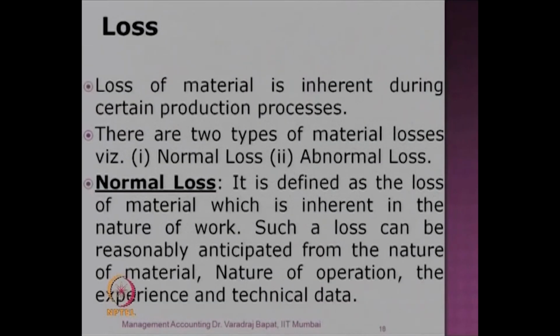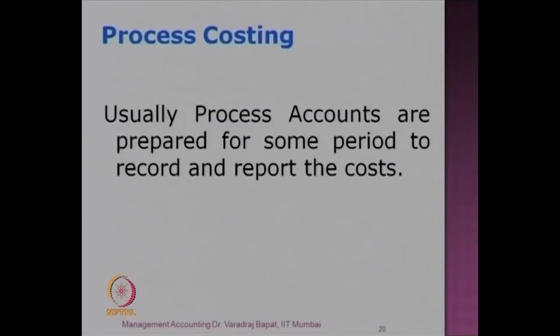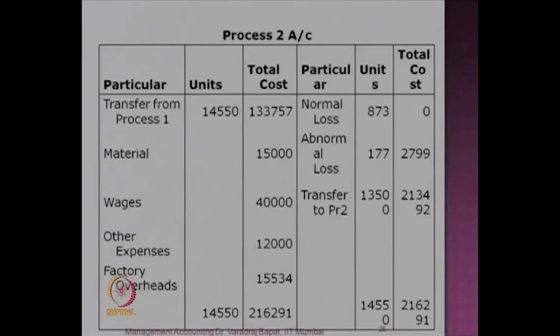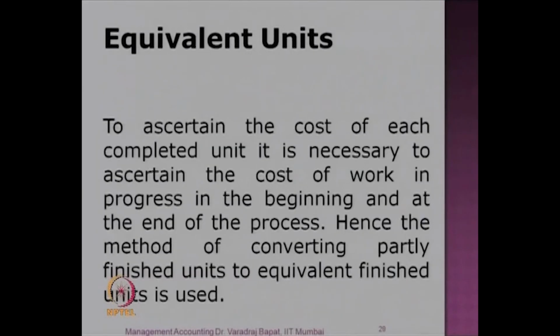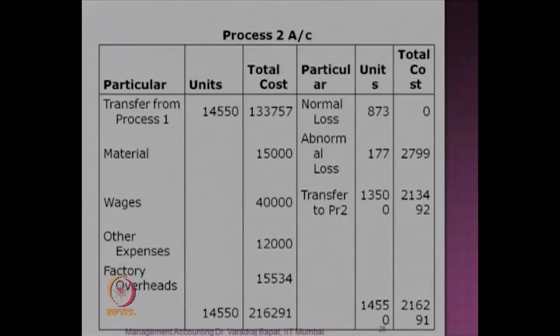Then we had also discussed the treatment of losses. There are two major types of losses: one is normal loss, another is abnormal loss. When, as per technical specification, a certain loss is inherent to the process, it is considered normal. When the actual losses exceed the normal loss, it is called abnormal loss. Usually this may happen because of an accident or some irregularity. Then we had seen how process cost accounts are prepared. We had discussed this particular case. Now let us go to the Excel sheet and try to do some more cases on process costing.